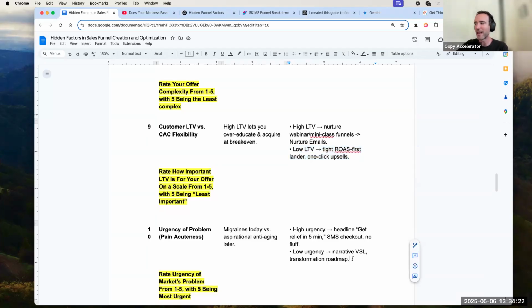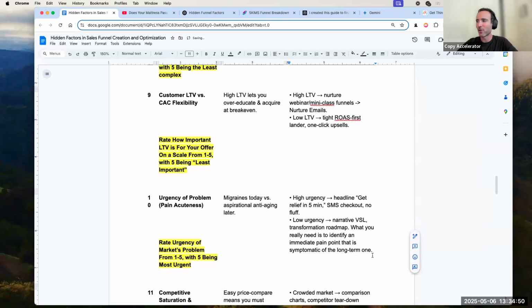Versus the anti-aging thing, you need a lot more, probably a VSL showing a transformational roadmap, how things are going to change. But frankly, even in that case, what you really need is an immediate pain point that is symptomatic of the long-term one. If I'm being real, that's actually what you really need generally, right?